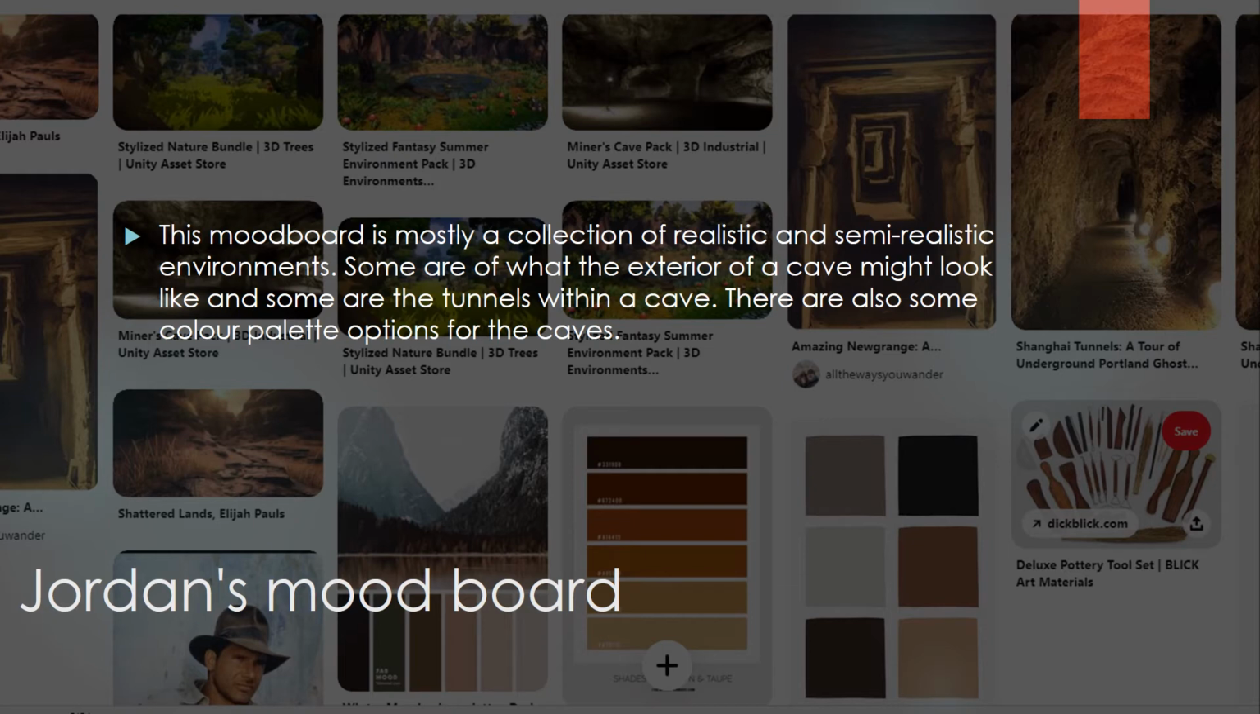Mood boards. Each of us created a mood board, each with the aim of collecting different images that would help us determine colour, design and style for our animation. This mood board is mostly a collection of real environments with some more cartoonish environments that fit our style better. Some are the exterior of the cave and some are the inner tunnels of the cave. There are also some colour palette options for the environment.